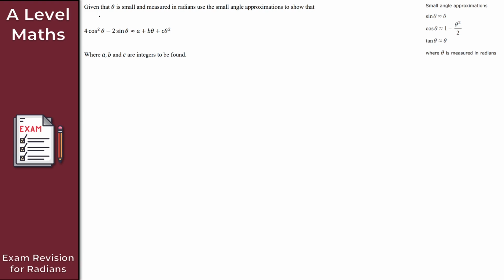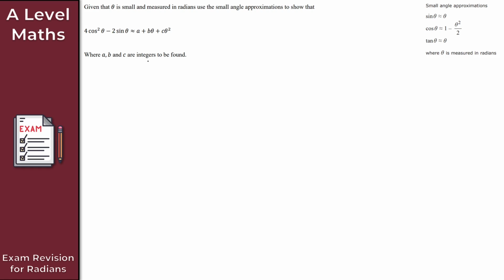So for this question here, we're given that theta is small and measured in radians, so we want to use the small angle approximation to show that 4 cos squared theta minus 2 sine theta is approximately a plus b theta plus c theta squared, where a, b, and c are integers to be found. And what I've also included here then is the small angle approximations as they're given in your formula book. Okay? And of course, we can just use these where necessary.